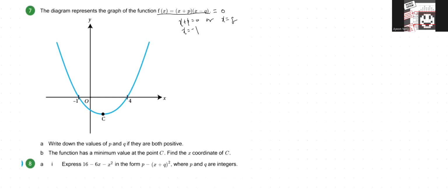So from the question, both of them are positive, so q should be here, negative p should be here. Therefore, p equals 1 and q equals 4.